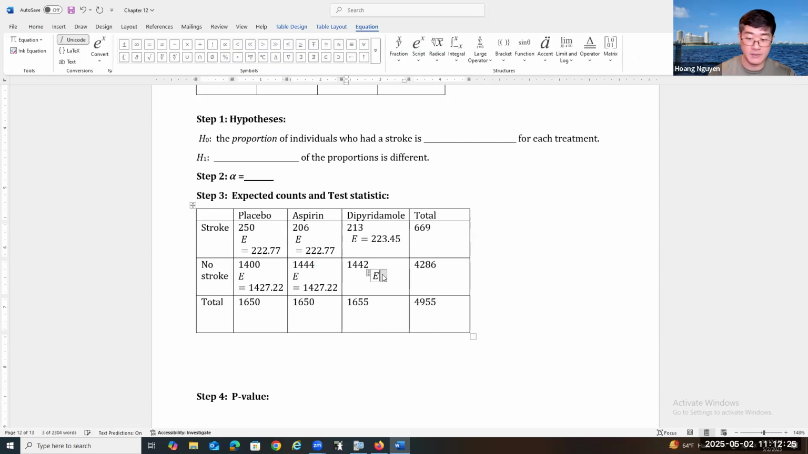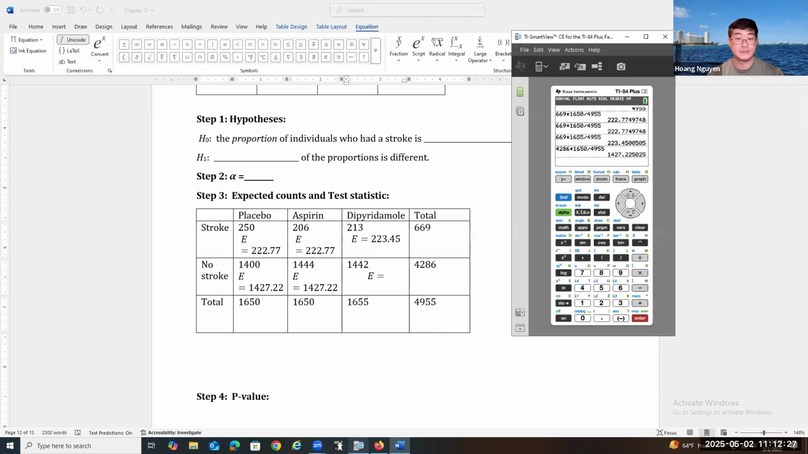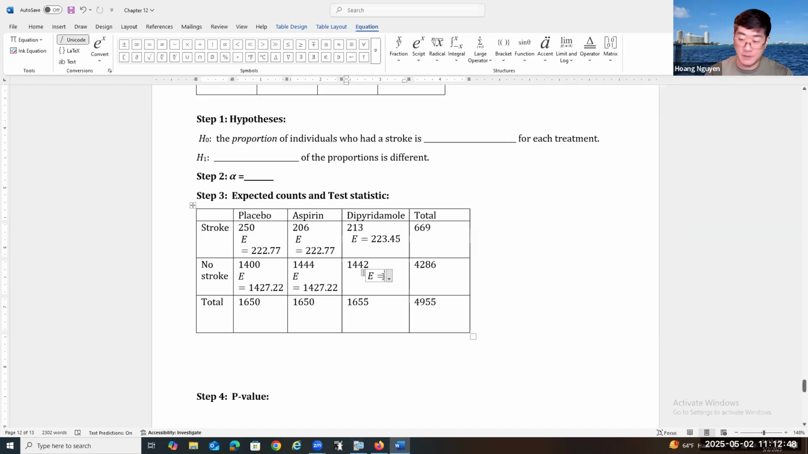How about the last one right here? The row total will be 4286 times 1655 divided by 4955. That's 1431.55.